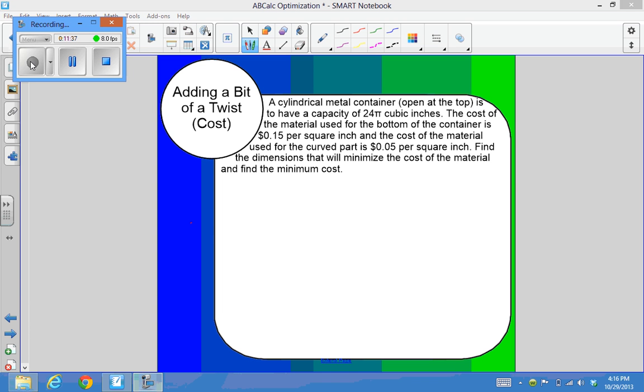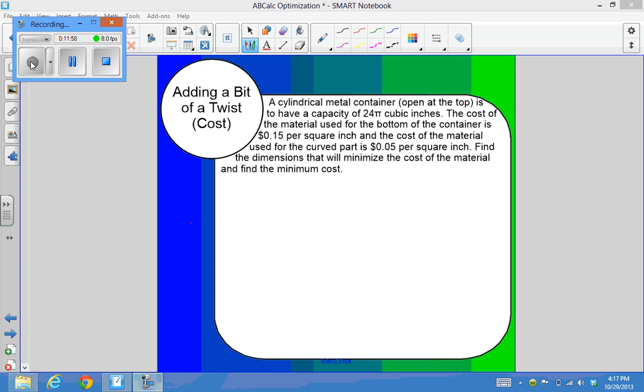Okay, we want to add a little bit of a twist in that we're going to add cost into it. Things like squares are always going to be your most economical in terms of area until you start adding in things like cost per square inch and having things have a different value. So we want a little bit of a challenge problem here.